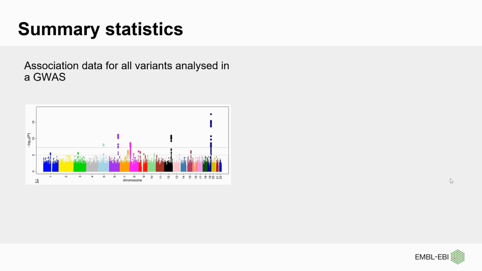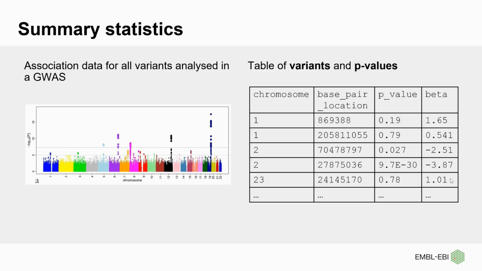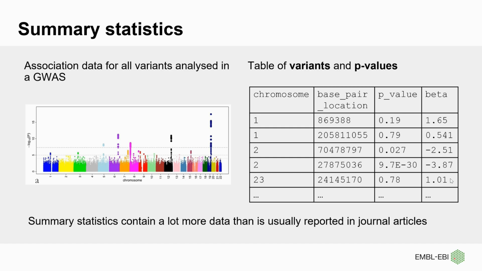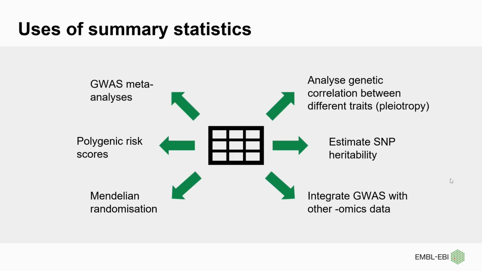To start with the introduction, by summary statistics, we mean the full set of association data for all of the variants that were analyzed in a single GWAS. So basically the same data that would go into producing a single Manhattan plot like this. The summary statistics usually take the form of a table of variants and p-values with one row for every variant. And they usually have a lot of other information, such as the effect size, shown here as a beta. Importantly, full summary statistics contain a lot more data than is usually reported in journal articles, which would tend to just focus on the most significant associations.